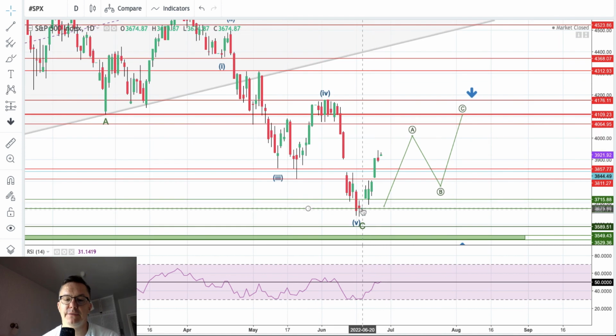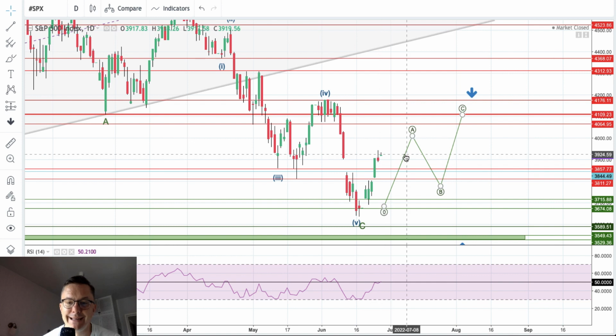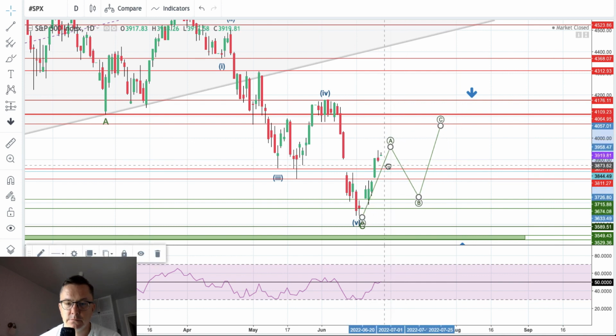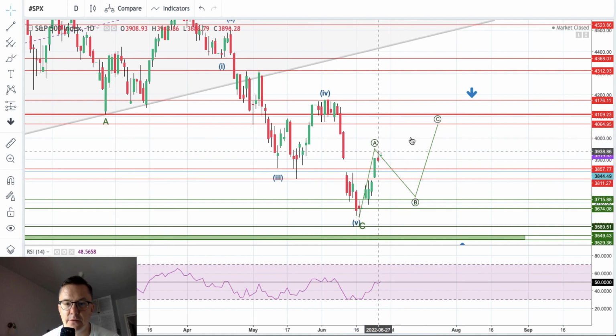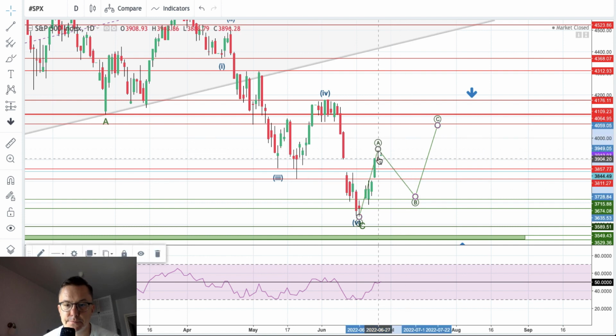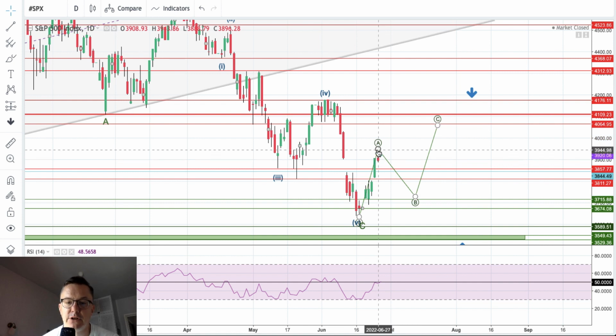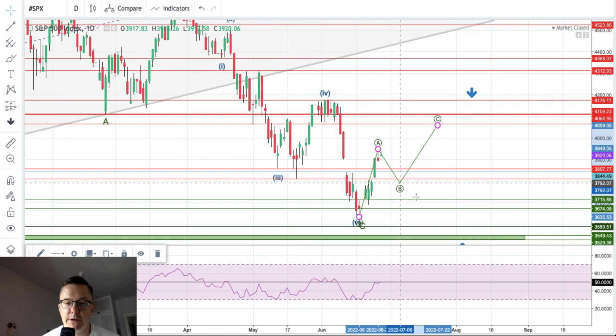We got the bounce from the low, the end of the wave 5. Now this gap is covered. Very nice behavior. However, yesterday we got a pin bar here, so we might enter the wave B. Okay, so the high on the level of 3,888 might be the top for the wave A. We are now waiting for the wave B.